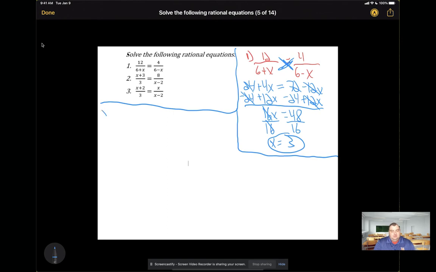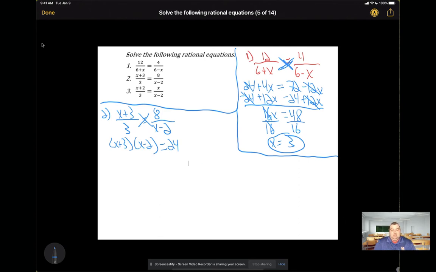Okay, let's go to number 2. Let's write out number 2. We have x plus 3 over 3 equals 8 over x minus 2. What makes this one different is that when I cross multiply along this diagonal, I'm going to have to use the box method to multiply x plus 3 times x minus 2. The other diagonal is easy because this is just 8 times 3, which is 24.